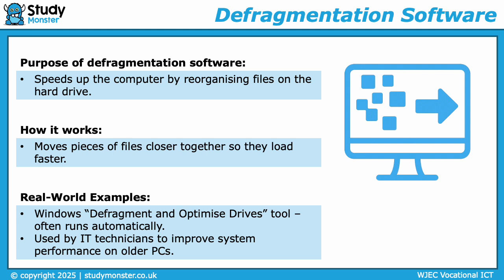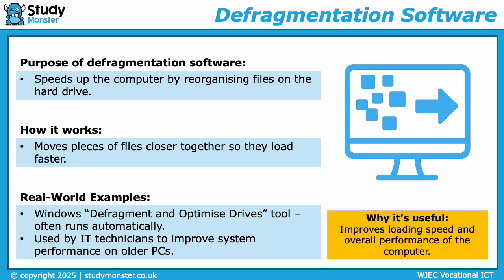So the Windows defragmentation and Optimise Drives tool, which is built into Windows, often runs automatically now. You used to have to run it manually in the past. It's used by IT technicians to improve system performance on older PCs. So if you find that your computer's lagging, running a bit slow, there's a couple of reasons for that. It could be that the magnetic hard drive needs to be defragmented. It could also be that you've got some sort of malware on there slowing your computer down.